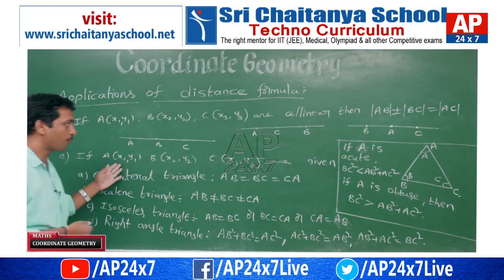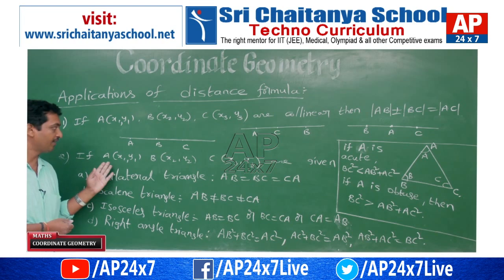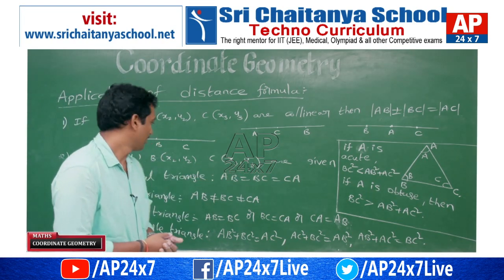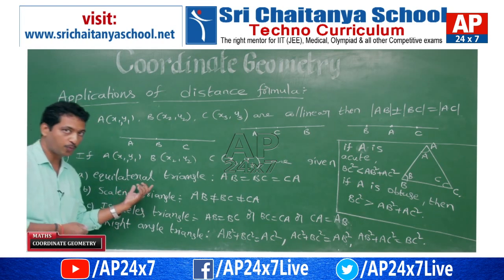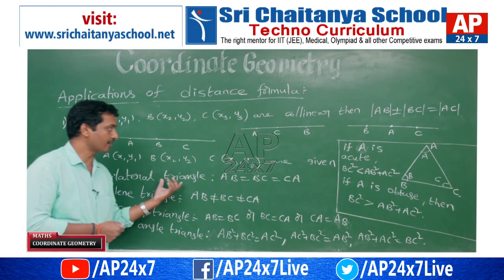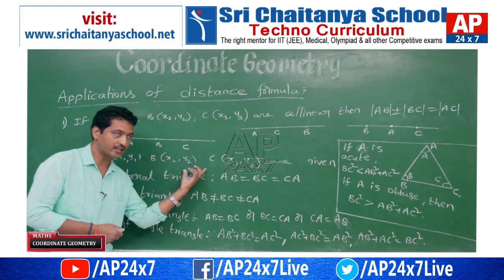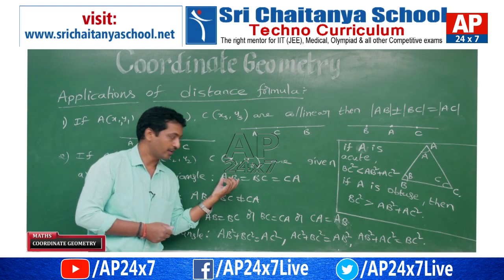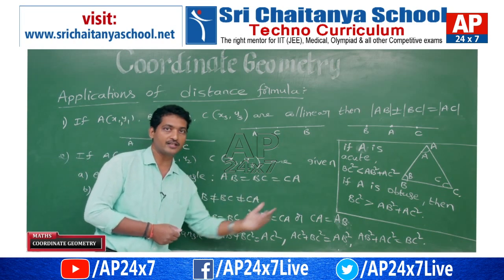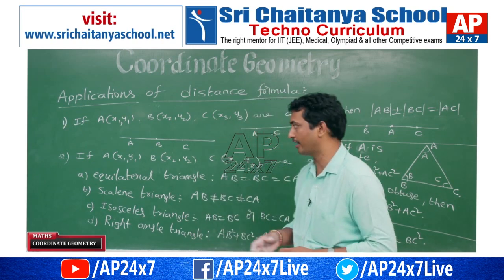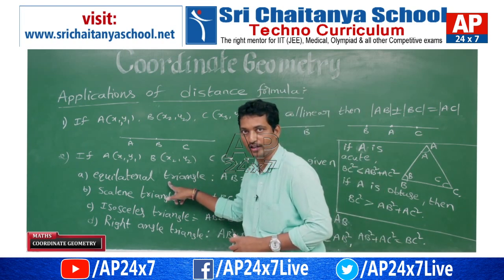Now, the second point. If A, B, C, 3 points are given, and you need to prove this is an equilateral triangle. If these 3 vertices form an equilateral triangle, then we need to prove AB is equal to BC is equal to CA. That means all sides are equal in an equilateral triangle. According to the definition of the equilateral triangle, we know that.